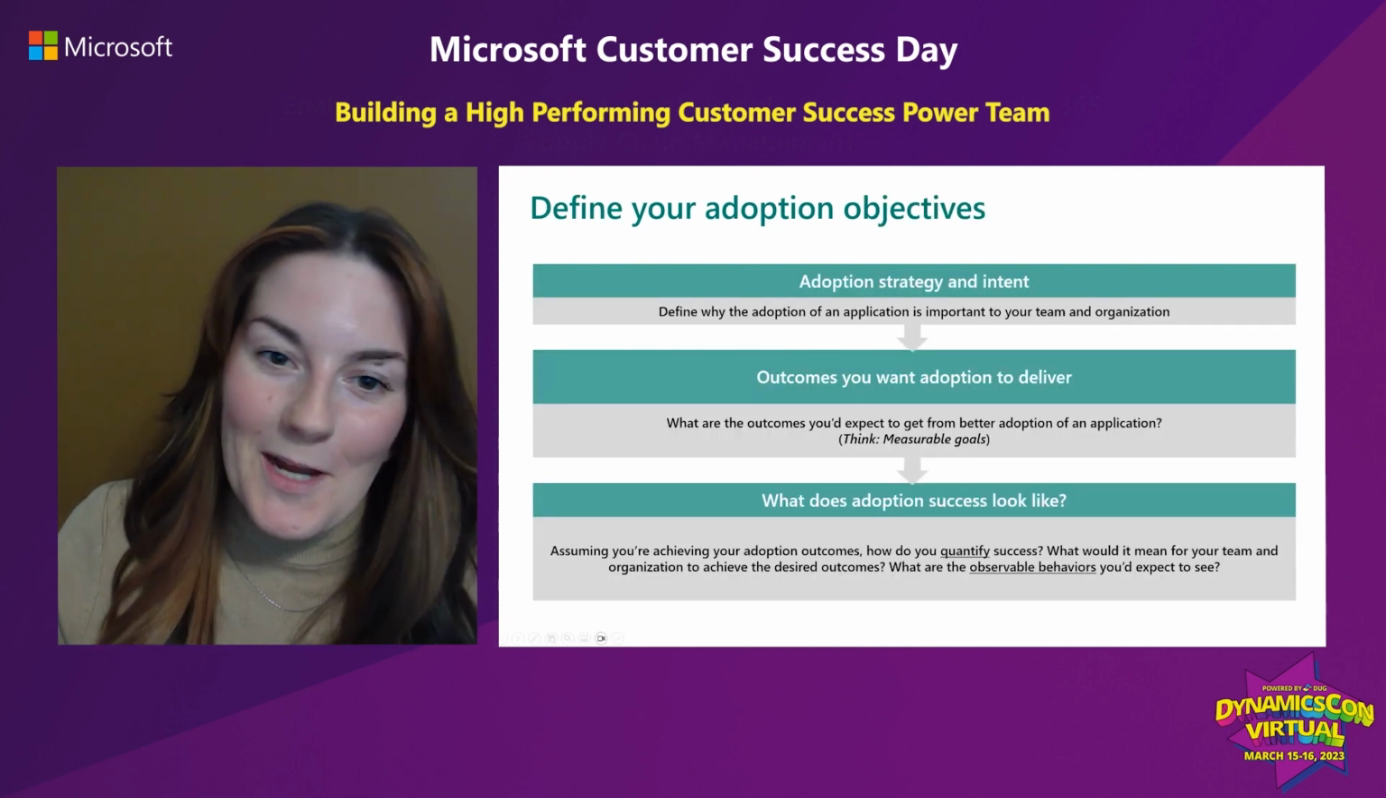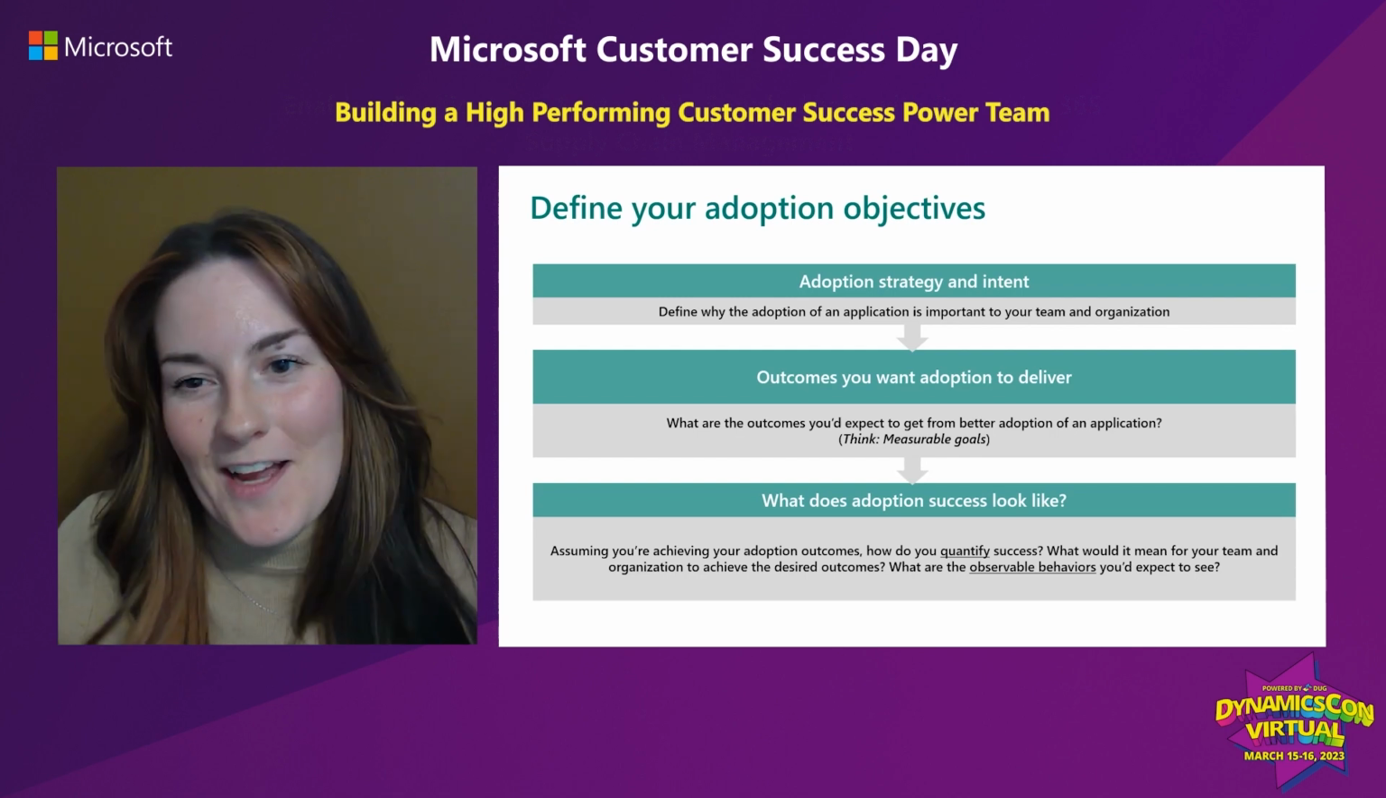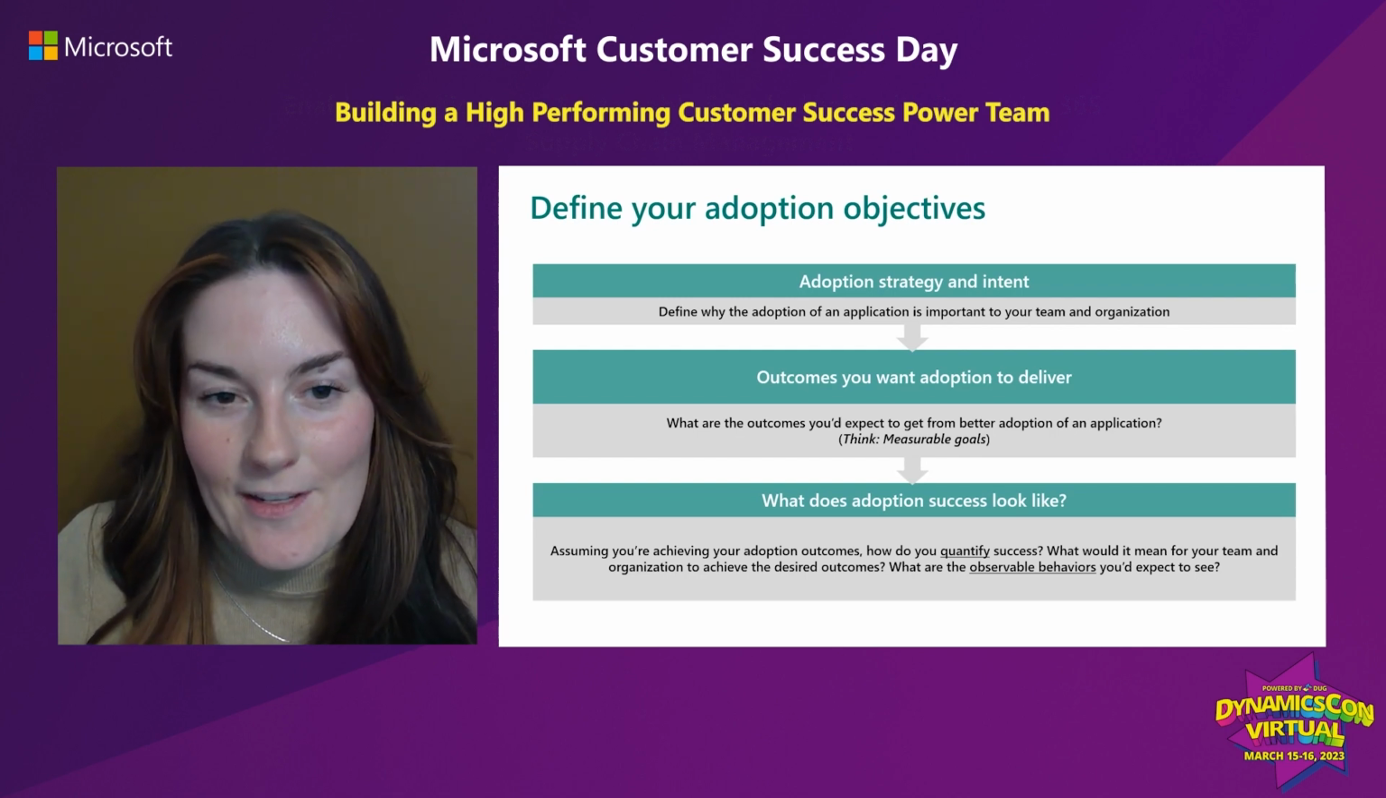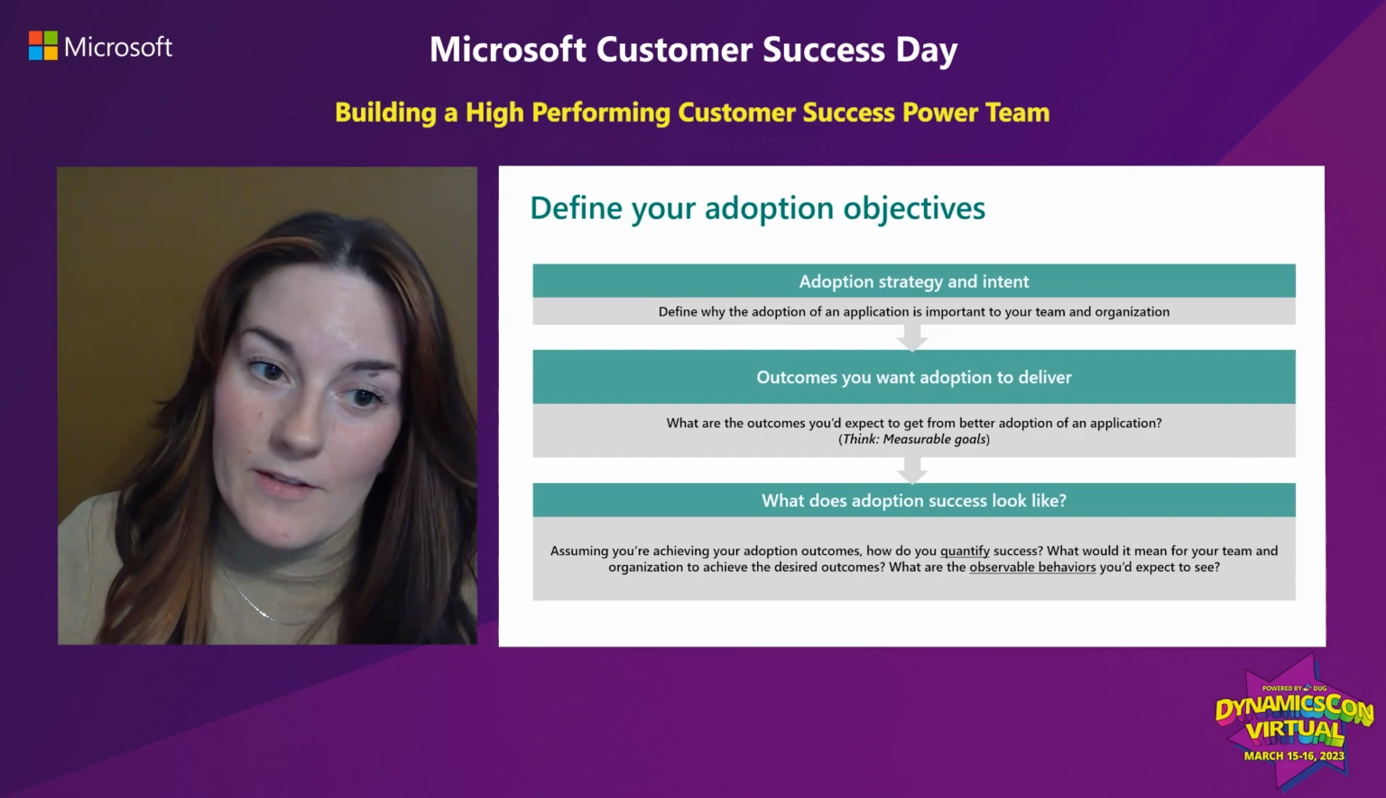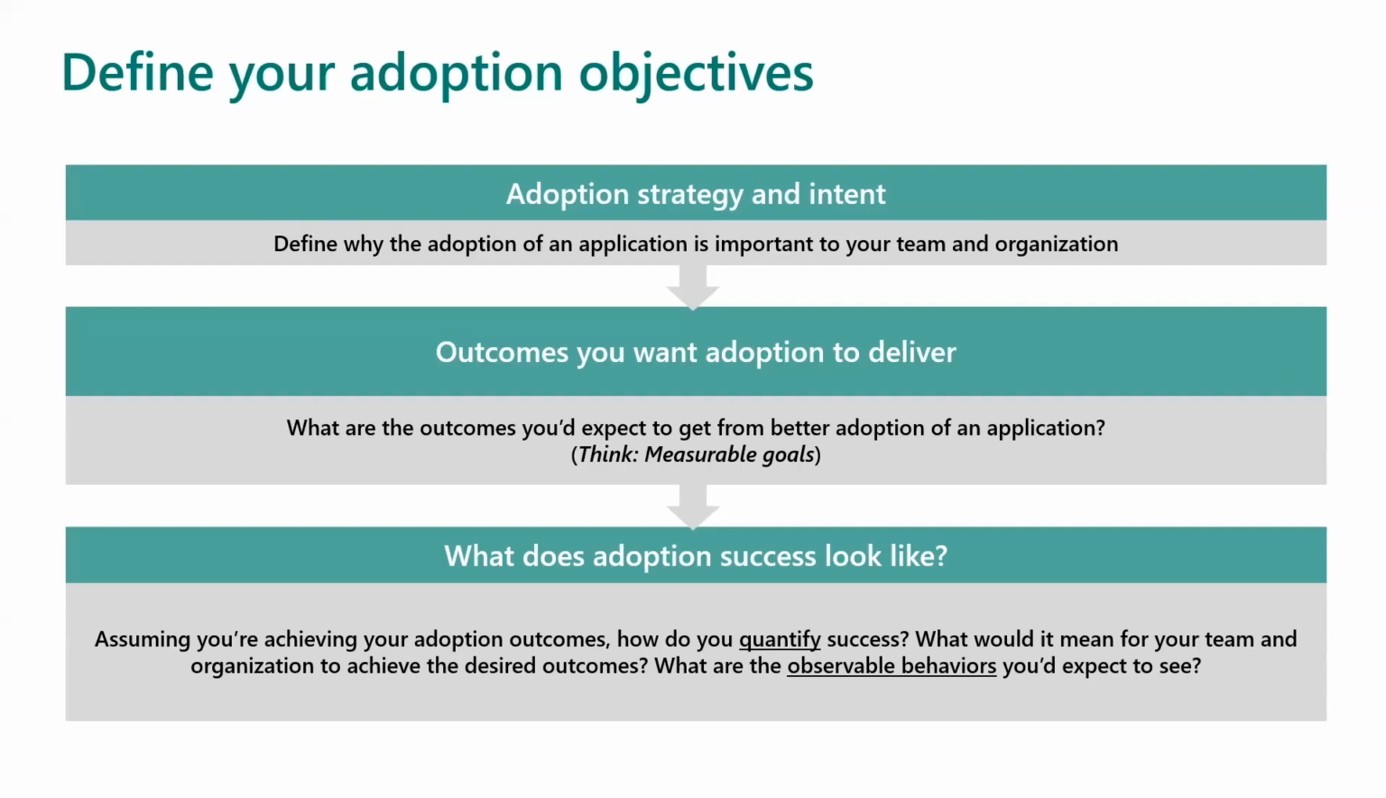Okay, so once your adoption team is established, one of the first exercises they should do is determine the strategy and intent for adoption, effectively setting a path for success. So let's imagine I'm facilitating this discussion with your adoption team, and we will work through this together. Starting off with adoption strategy and intent. Let's think about why the adoption of an application is important to your team and organization. There will most likely be many different answers and perspectives on this, and that is okay. Maybe you're implementing an app in hopes of fostering more team collaboration or creating a better customer experience.